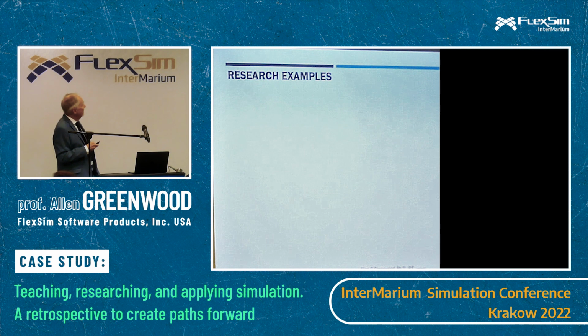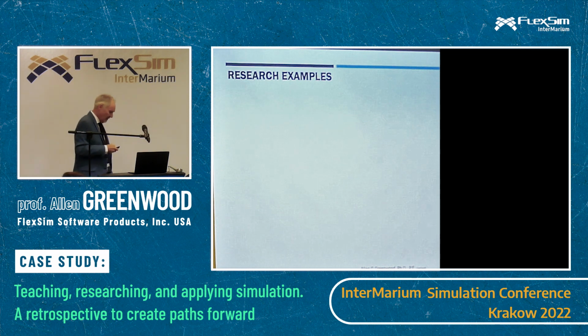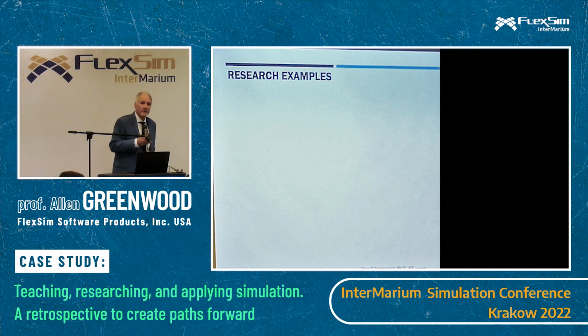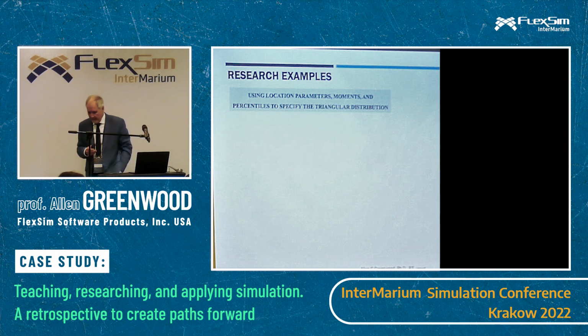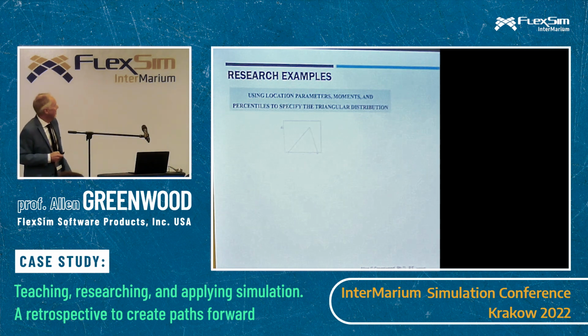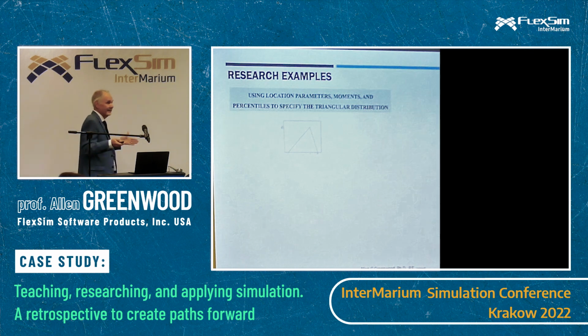I want to change gears now and talk about research. A couple examples of research, again, to give maybe some different ideas and the range that you can do and how you might link that to either teaching or some industry work. The first one is related to the triangular distribution. Most of us know what that is. It's a great distribution for simulation because, especially without data, you need 3 parameters: minimum, maximum, most likely.